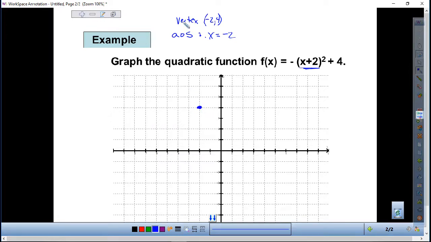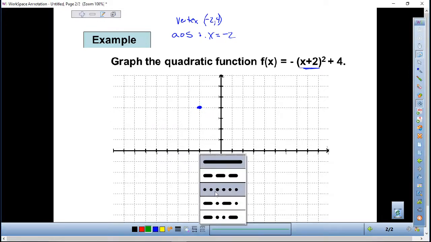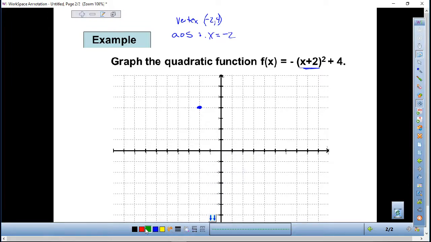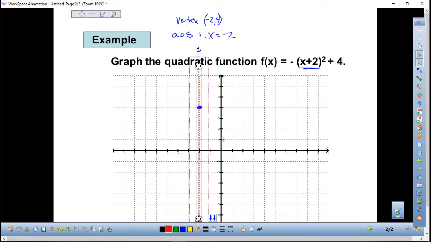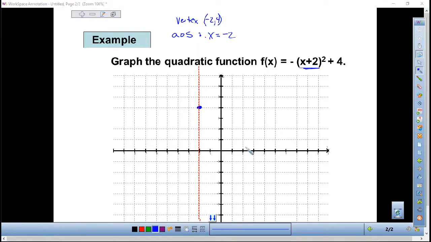We've got an axis of symmetry. Let me get the dashed line here. I'll do it in red. Going pretty much right down through there. Actually, move that over where it's supposed to be. That'll be close enough. All right, and then what else do we need?